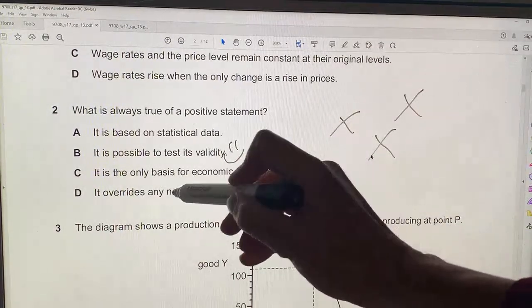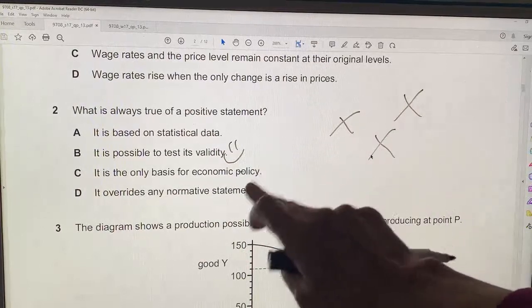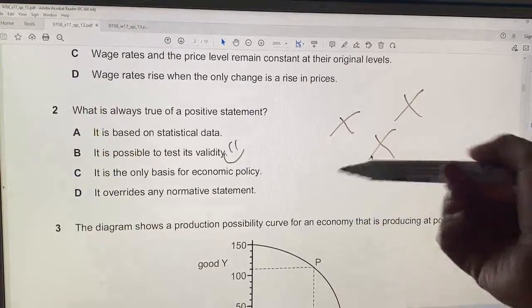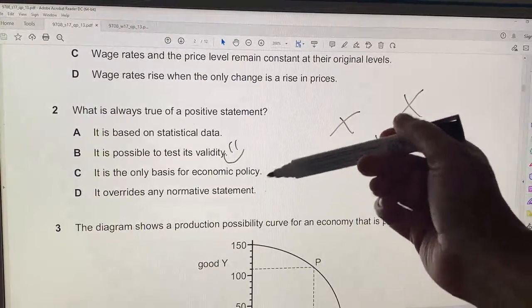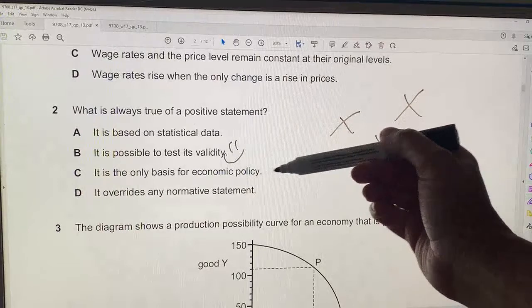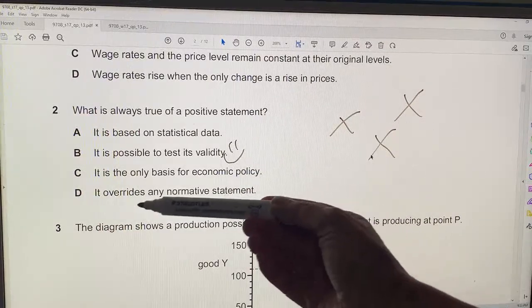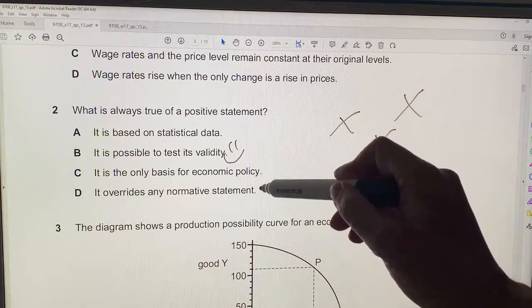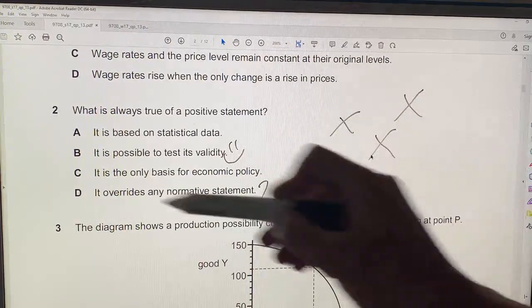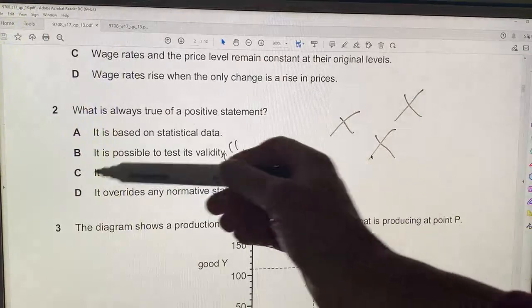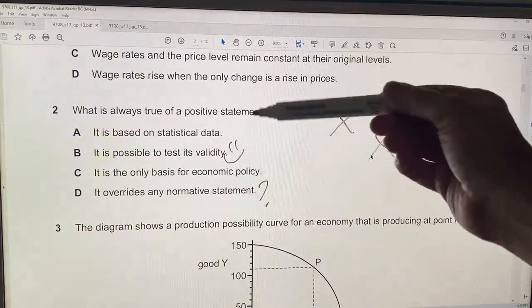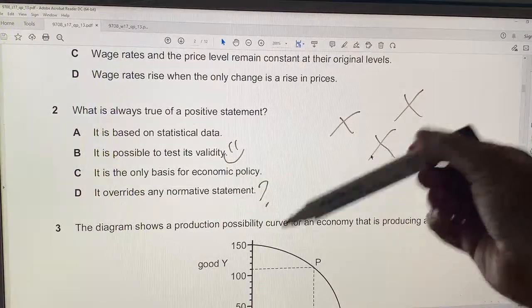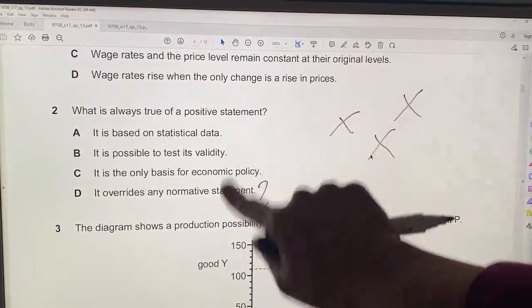And C says it's the only basis for economic policy. Well, not necessarily. Sometimes you want to try to achieve a normative statement. It overrides any normative statement. Well, not sure what they mean. So the answer for 2 is B. That's a positive statement. You can test it to see if it's true. Test its validity.